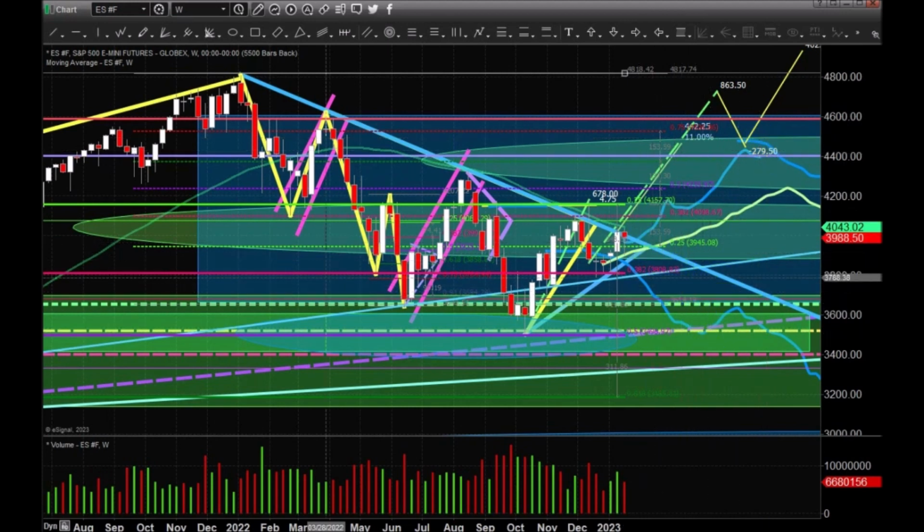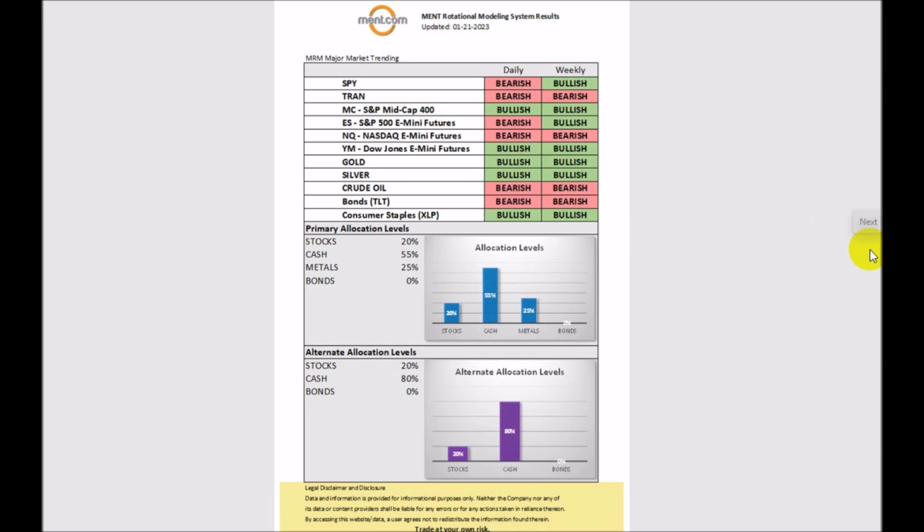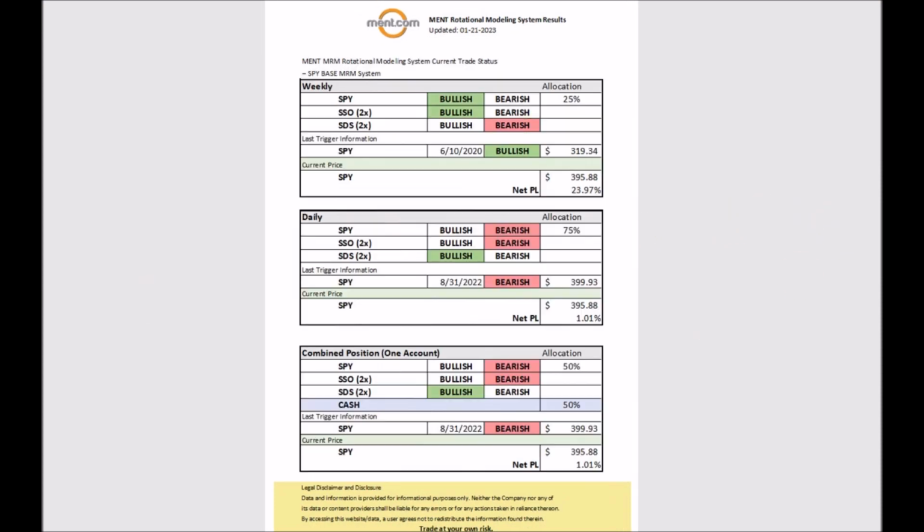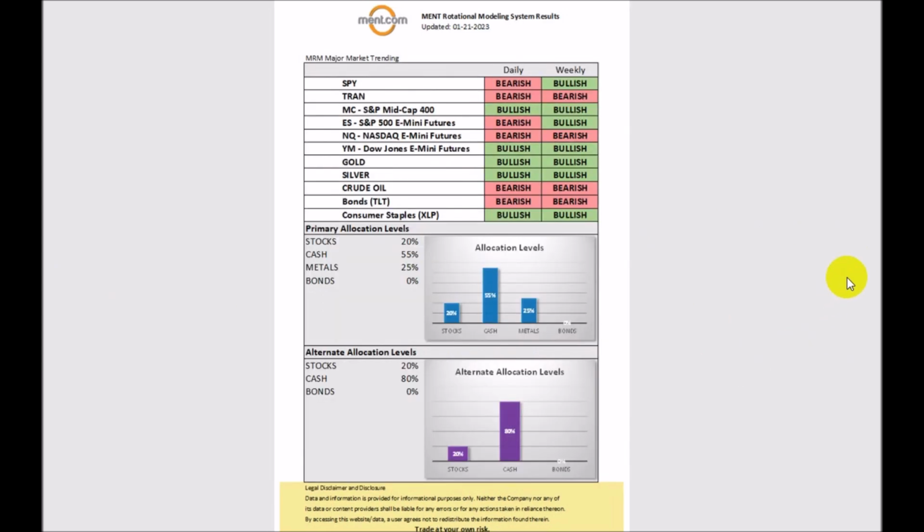Okay, so the rotational modeling system is currently bearish, 50% allocation, cash 50% allocation. Trading account allocation: 20% stocks, 55% cash, 25% metals, unchanged. The only thing that changed this week is gold turned bullish on the weekly chart. I think gold is going to stall out probably over the next week or two, maybe 3, and then attempt to move higher. We still have a big move in gold and silver. Could continue up another 12, 15%, maybe more. But again, pay attention. Things are starting to change here.